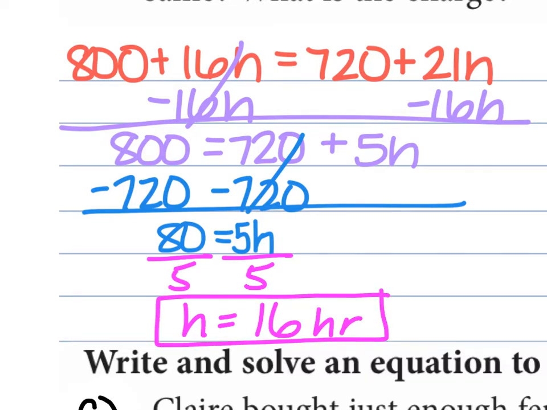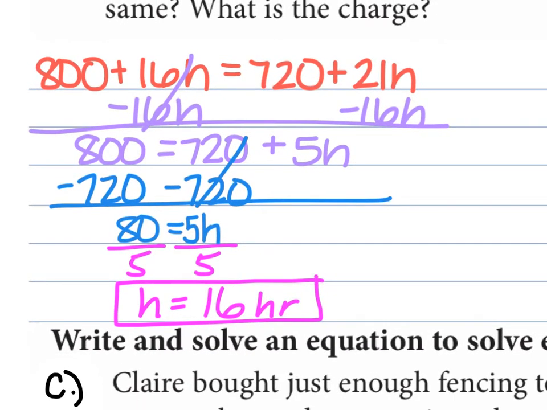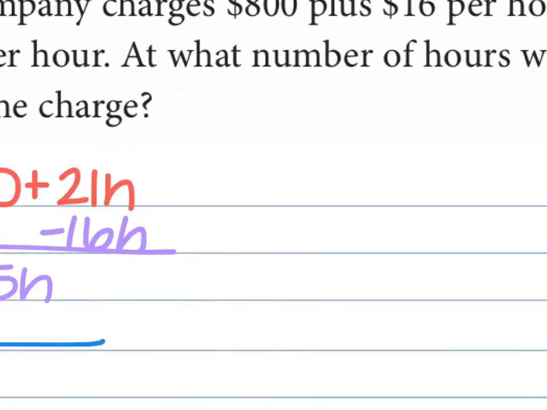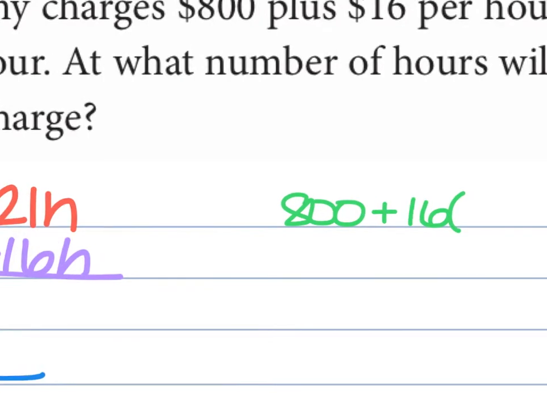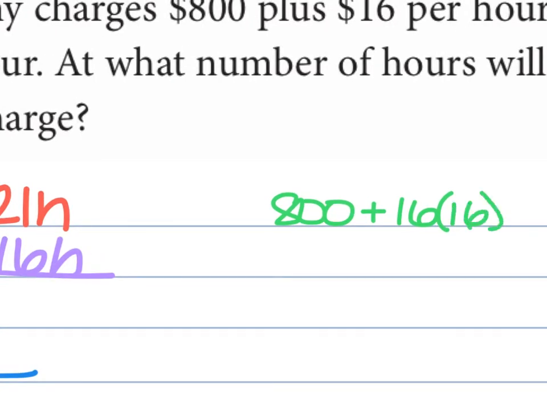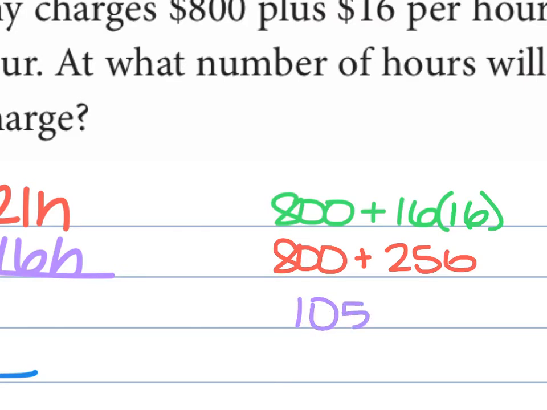So now we need to figure out how much it's going to cost for the 16 hours. So we're going to plug that 16 in for h in one of these expressions. I'm going to choose to do the 800 plus 16h. So I'm going to do 800 plus 16 times 16. The 16 times 16 is 256, so 800 plus 256. I'm going to add these and get $1,056 for the 16 hours.